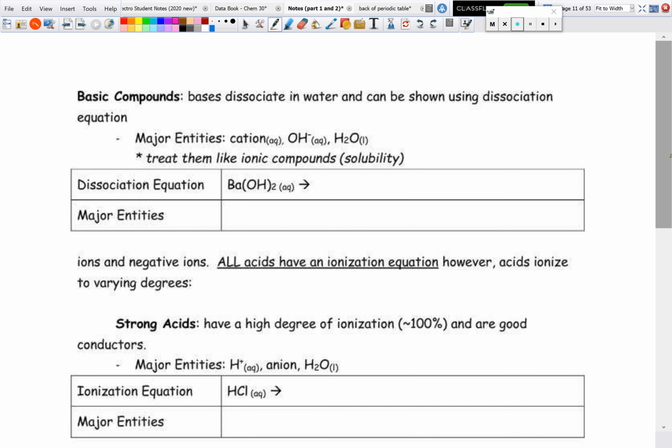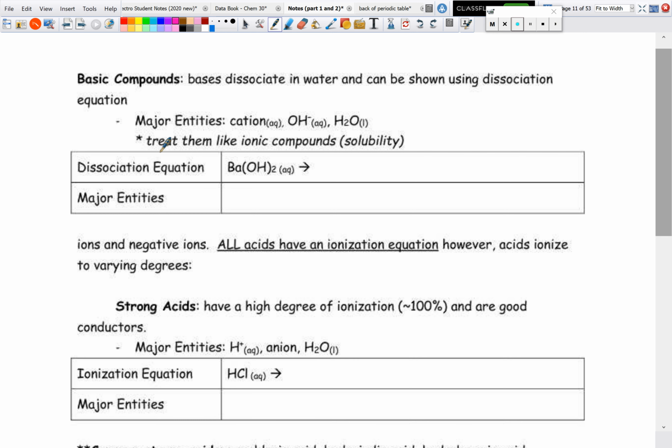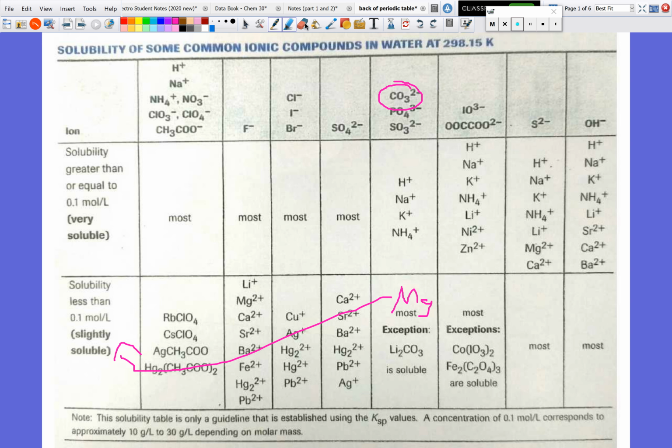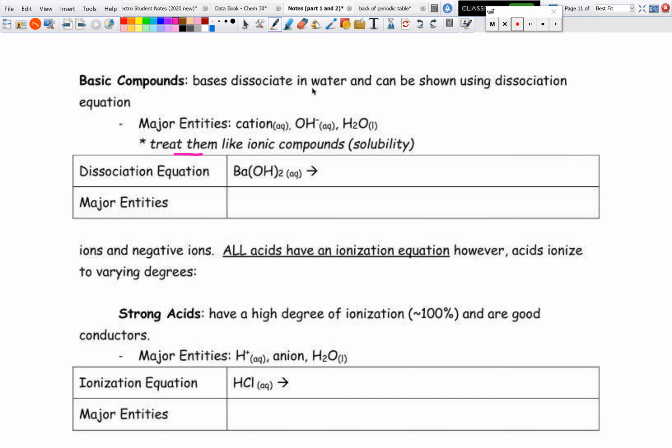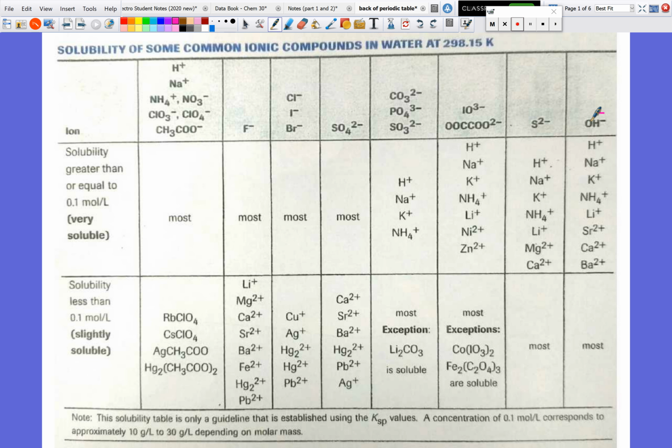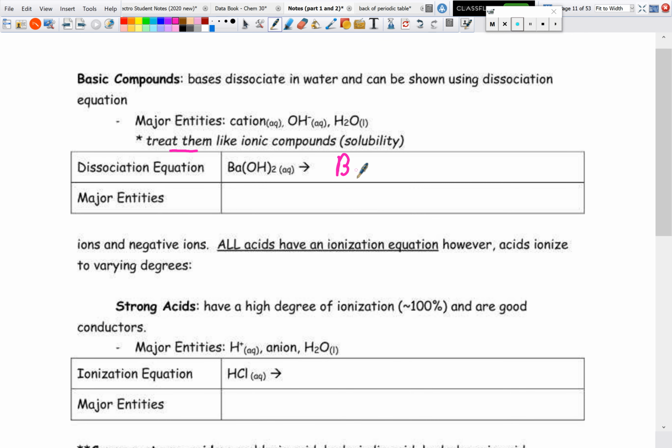Alright, now as for bases, we have to treat them like they're ionic compounds. So you need to go back to the back of your periodic table and find out if that base is soluble or insoluble. The example that we have is barium hydroxide. When we find hydroxide right here and we see barium is right here, it's very soluble. So that means this example will have a dissociation equation. It's going to dissociate into Ba2+ and the hydroxide ion. Once we write out our unbalanced equation, we balance it. We have one barium here and one barium here, so that's good. We have two hydroxides, so two hydroxides.